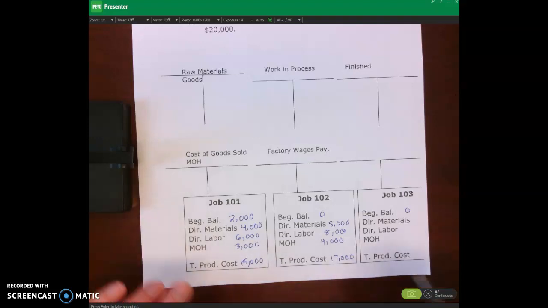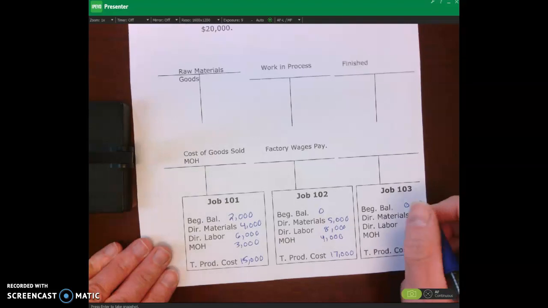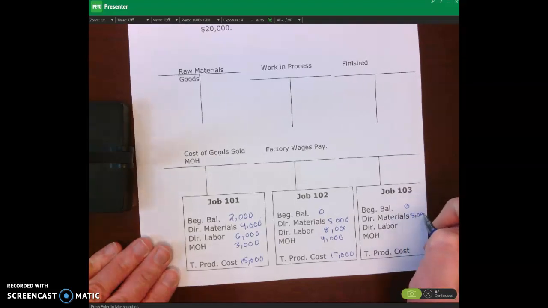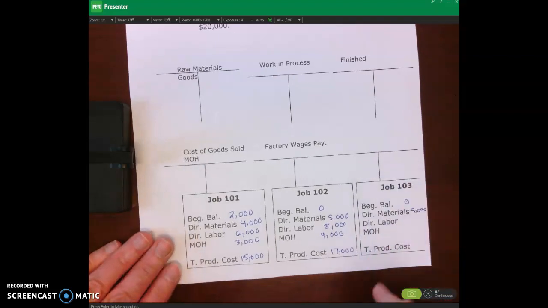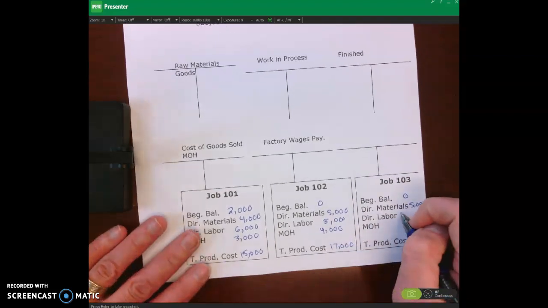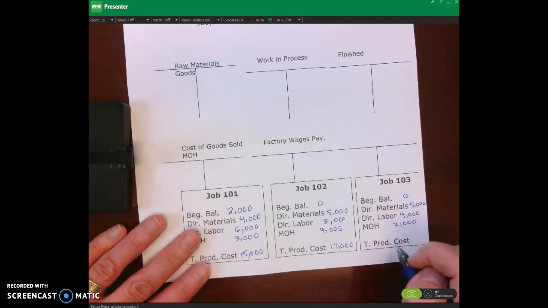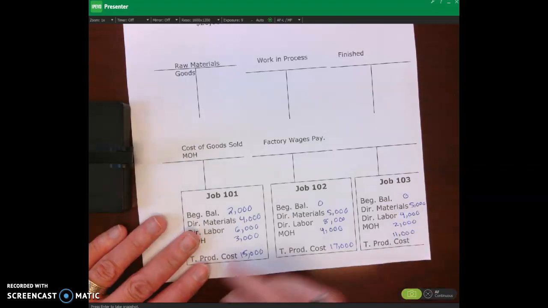Then we can continue on looking at job 103. Our materials, $5,000. Our labor is $4,000. Therefore, our overhead is $2,000. We can add up all these. We get a total of $11,000.